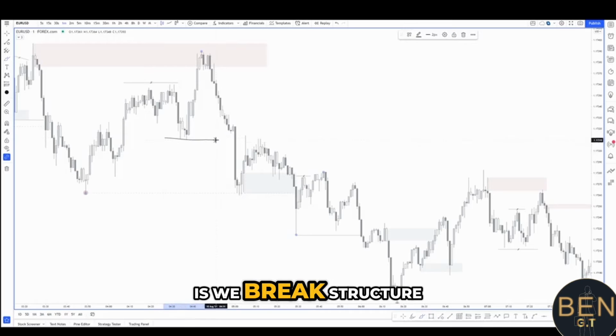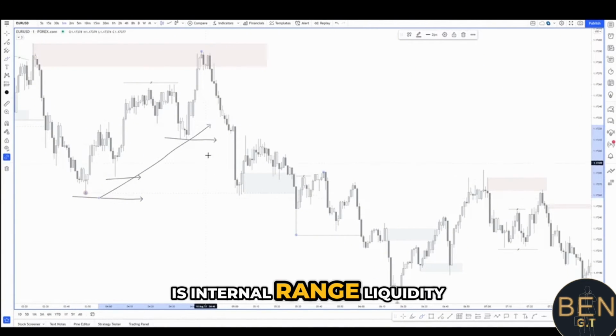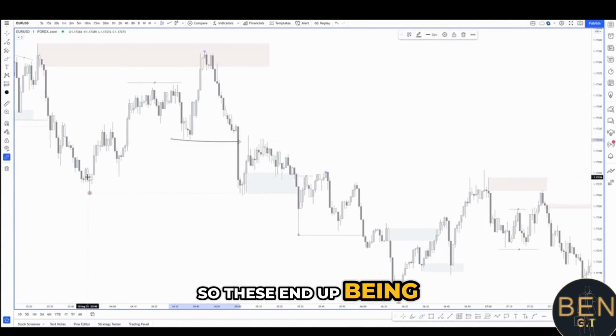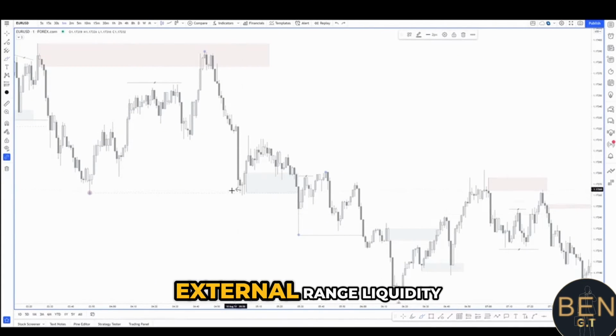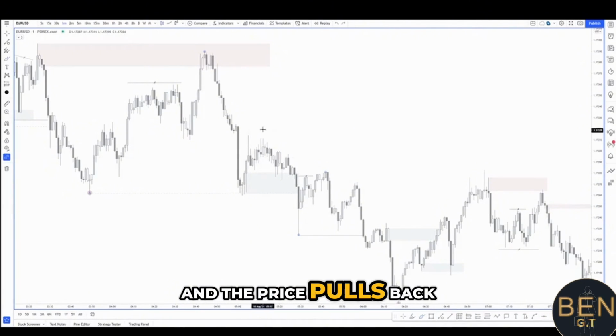And what we can see is we break structure, we break structure, we break structure. What is all this? This is internal range liquidity that price is taking as it continues moving to the downside. So these end up being targets. What we can see is we don't actually fully break external range liquidity. We break it just by a pip or so, and then price pulls back.